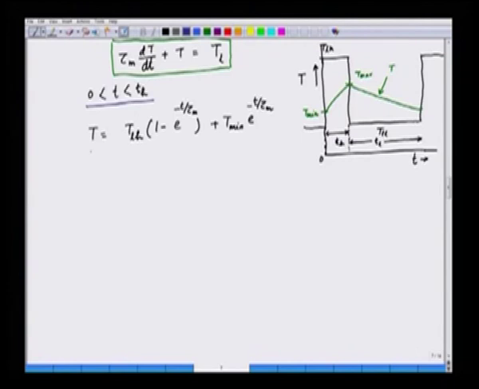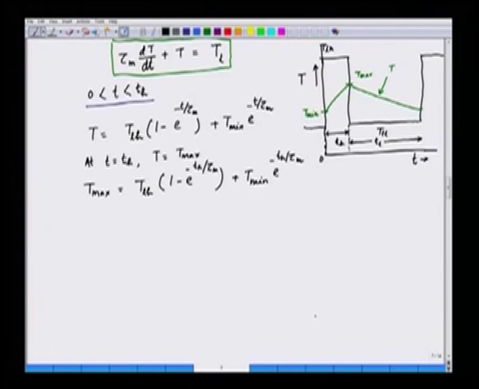So, if we substitute here T is equal to Th, what we obtain is T maximum. So, in this case we can say that at T equal to Th, T is equal to T maximum. So, we can say that T maximum is equal to TLH into 1 minus exponential minus Th by tau m plus T minimum into exponential minus Th by tau m.